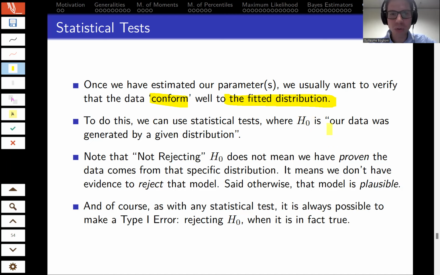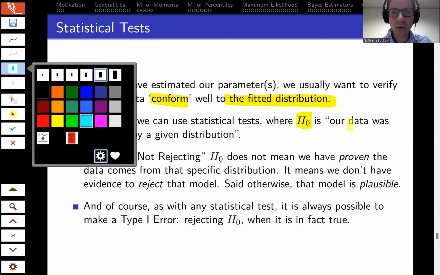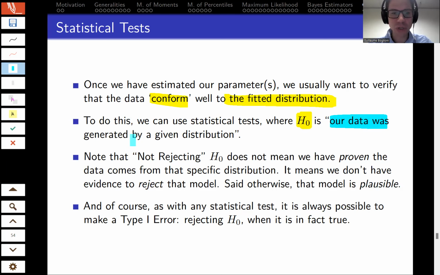Overall, such a goodness of fit test would have the null hypothesis be: our observations were generated by a given distribution. And so, of course, if you reject that hypothesis, then you have some evidence that this given distribution is not a good model. So you reject that distribution.